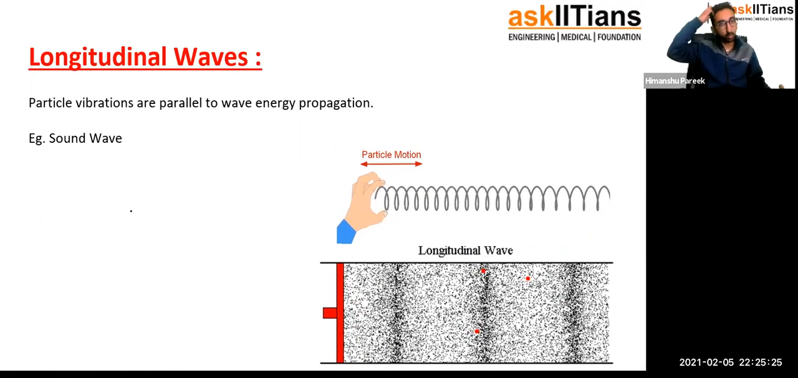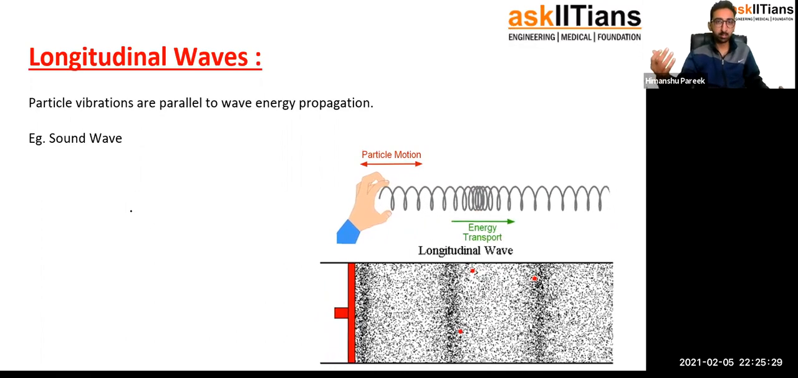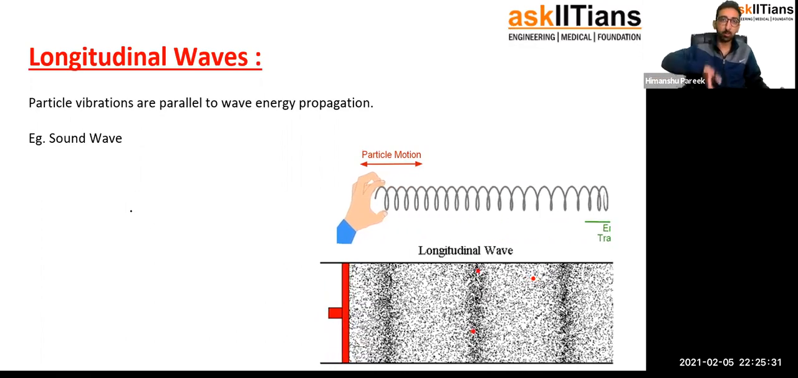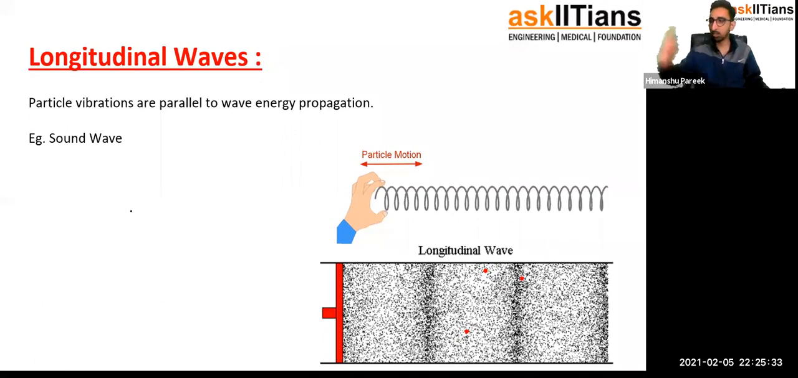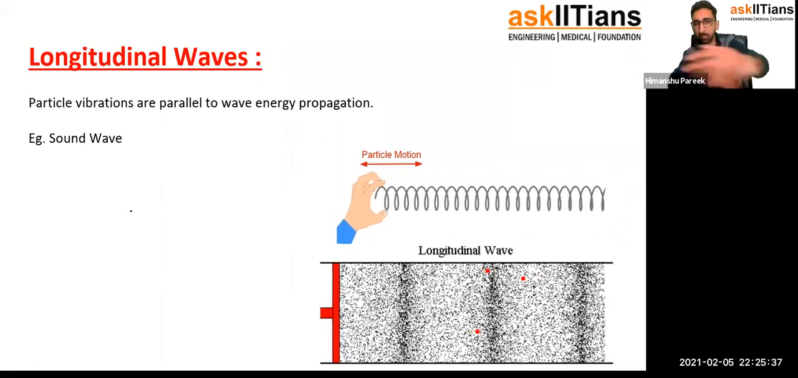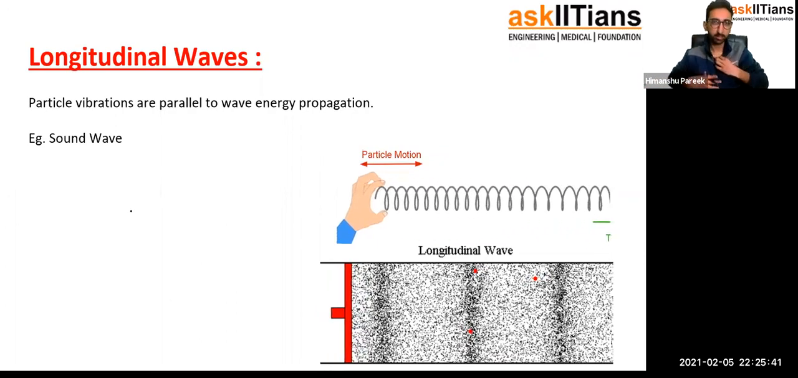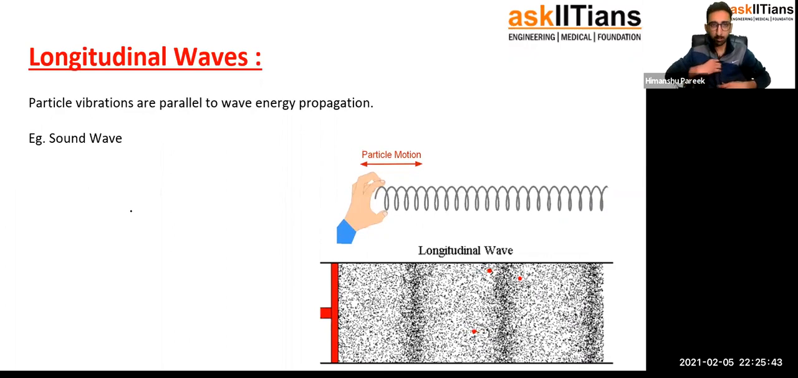What happens in the longitudinal waves? So here the particle vibrations in the longitudinal waves are not perpendicular to the wave propagation. They are in the direction of wave propagation. We have discussed this in much detail now. Sound is going forward. Right. So basically sound will be going forward.